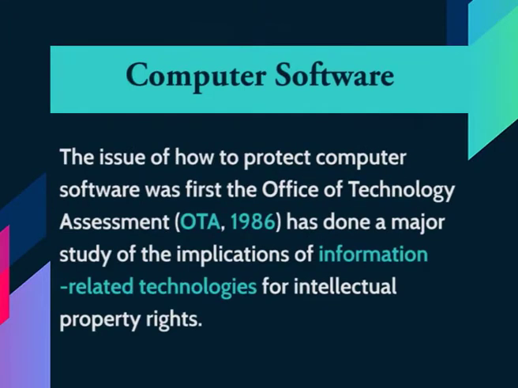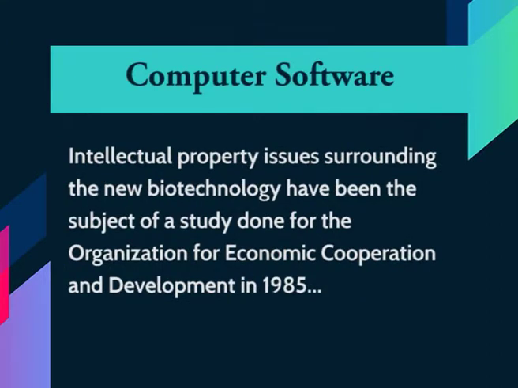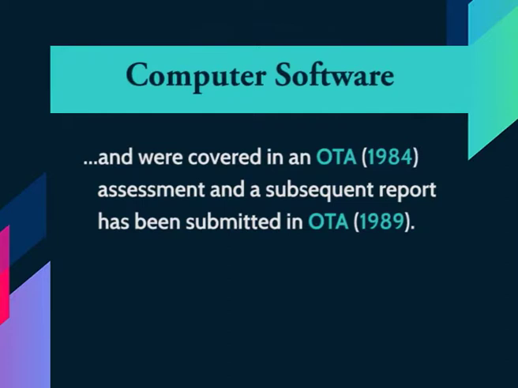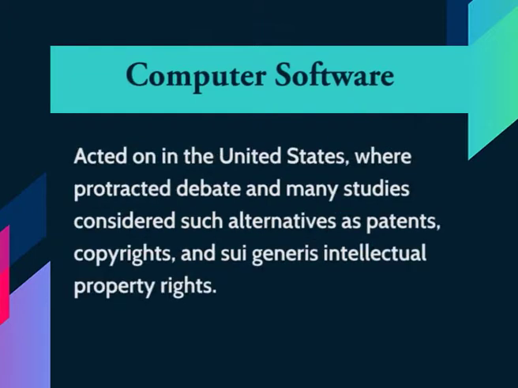The issue of how to protect computer software was first studied when the Office of Technology Assessment did a major study of the implications of information-related technologies for intellectual property rights. Intellectual property issues surrounding the new biotechnology were the subject of a study done for the Organization for Economic Cooperation and Development in 1985 and were covered in an OTA report in 1984. Assessment and a subsequent report were submitted in 1989. Action was taken in the United States, where protracted debate and many studies considered such alternatives as patents, copyrights and sui generis.